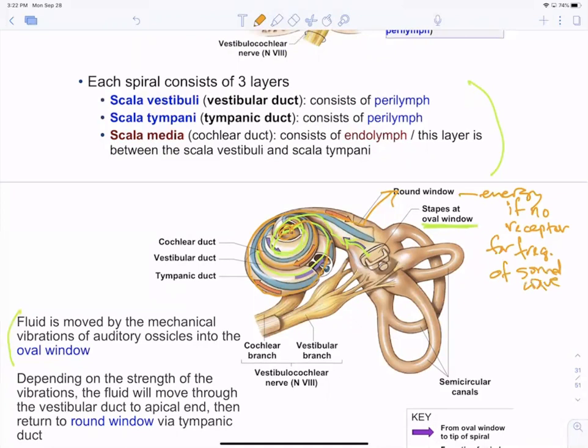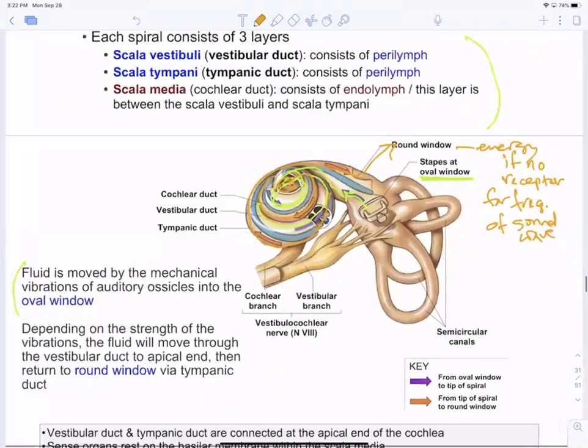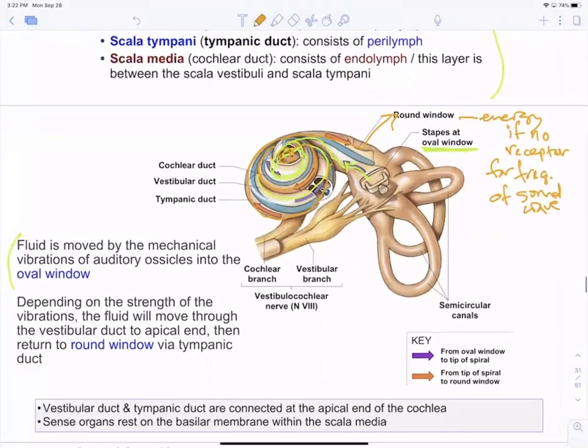So the energy is still getting absorbed by the tympanic membrane. It's still moving the auditory ossicles. It's still being transferred into the oval window, but it comes out the round window because you don't have receptors for that frequency. And we talk more about this in physiology, but you do need to understand the cochlea, and you need to understand the parts of the cochlea.